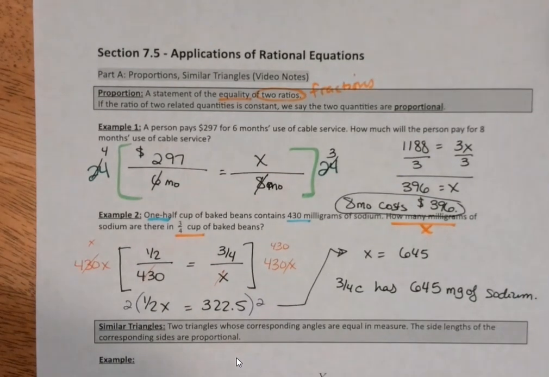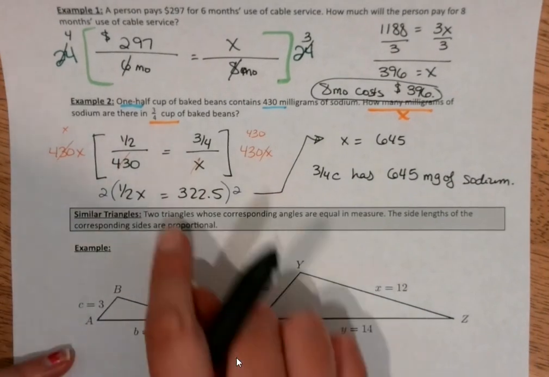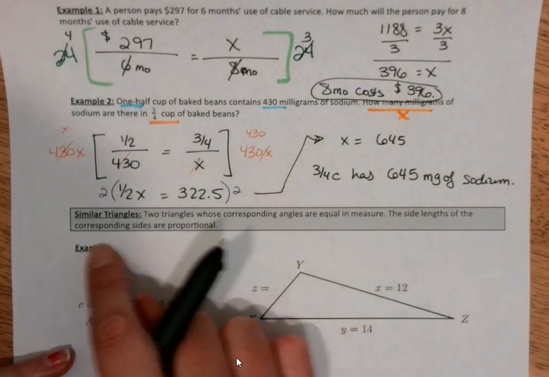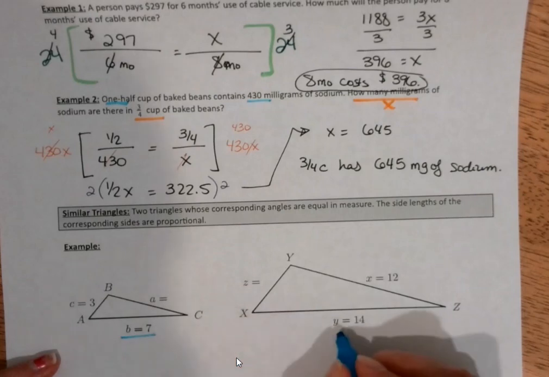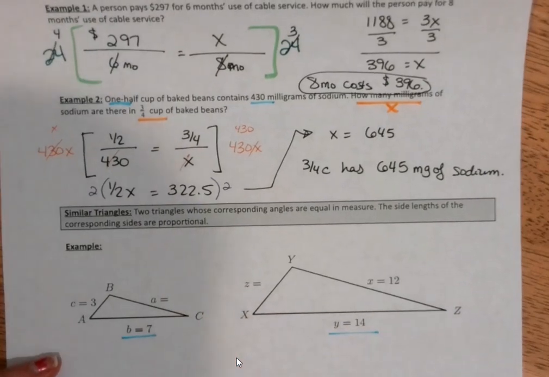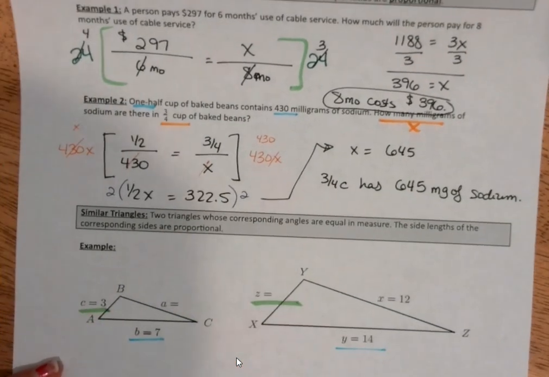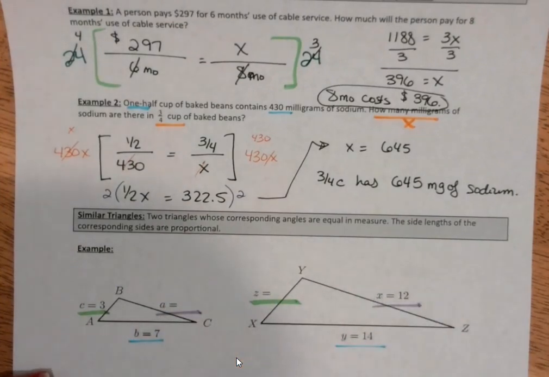All right, so that was some proportions. The same idea is going to apply down here to our similar triangles. When two triangles have corresponding angles in equal measures, then the side lengths are proportional. So we're going to look for the two missing sides here. So I've got some pairs of sides, some similar sides right here. The B side is similar to the Y side. The C side is going to be similar to the Z side. And the A side is going to be similar to the X side. So I'm going to set this up twice because I need to find both A and Z.